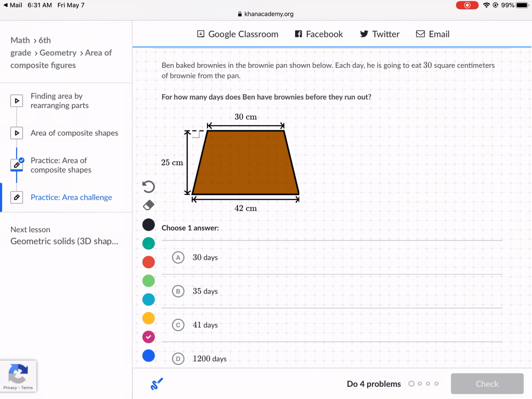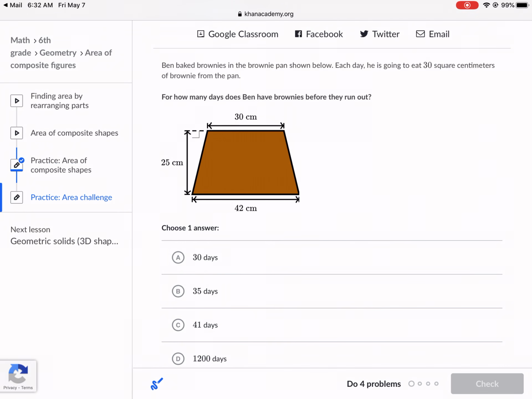Consider doing that. Okay, so it was 900 for my area, but that's not what it's asking. It's asking how many days can he go before he runs out, knowing that he eats 30 per day. So we're going to divide by 30 to see how many days he's going to last. So square centimeters, divide by 30 square centimeters per day, and that will tell us how many days he lasts. And so we do 900 divided by 30, and it's actually 30 days. So he'll last 30 days.